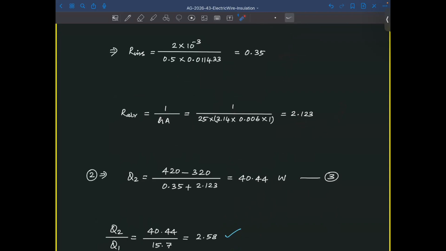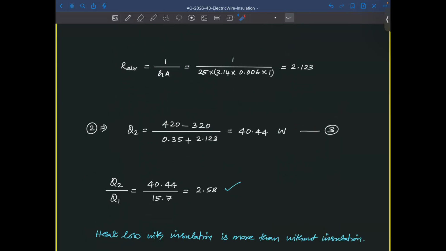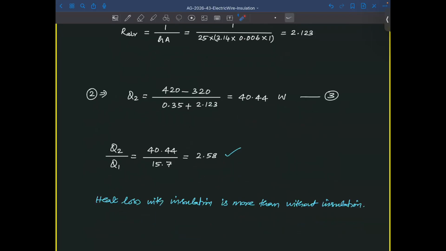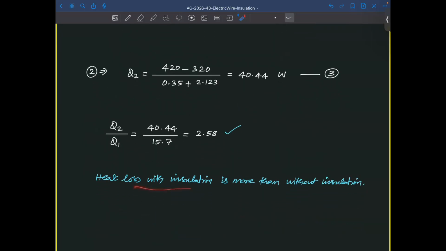So the rate of heat loss with insulation is now delta T by resistance, simply adding these two resistances. So we are getting this much as the rate of heat loss with insulation. With insulation divided by without insulation is coming to this value. What we are seeing is actually that the rate of heat loss with insulation is more. With insulation it is 2.58 times that without insulation.